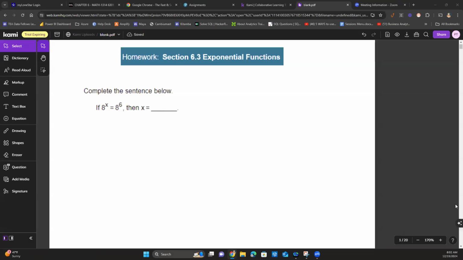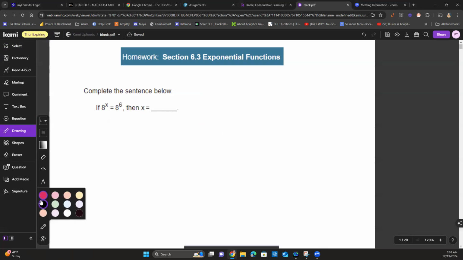Section 6.3 is called exponential functions. With this section, we have some problems that we're going to handle using the exponential function properties. The first question is very easy.